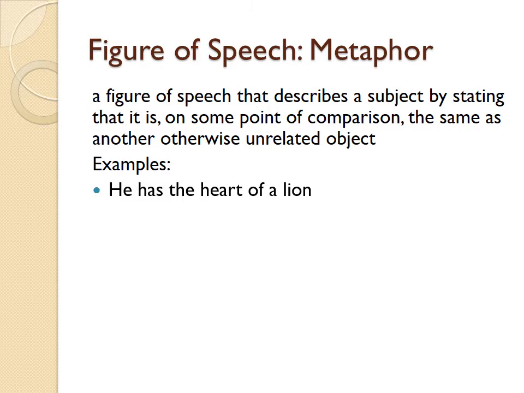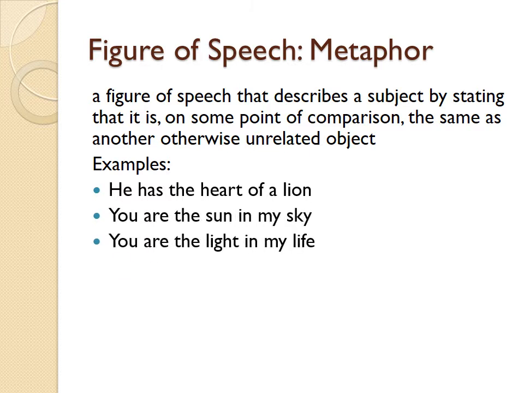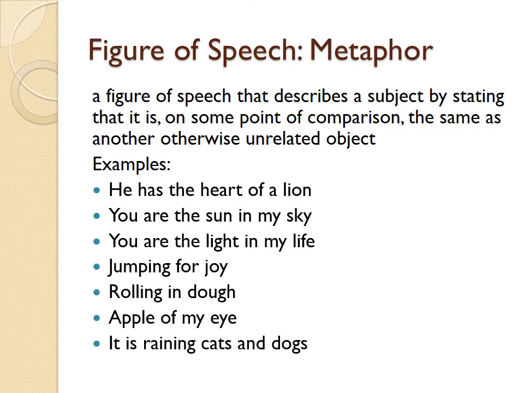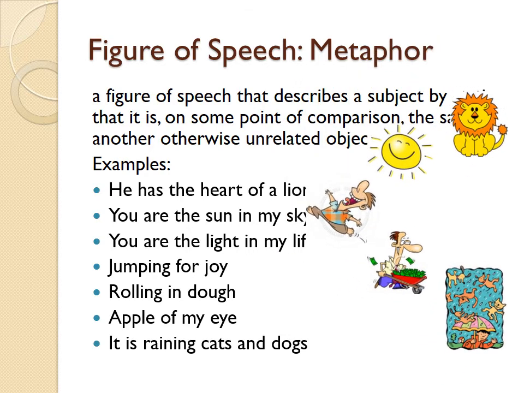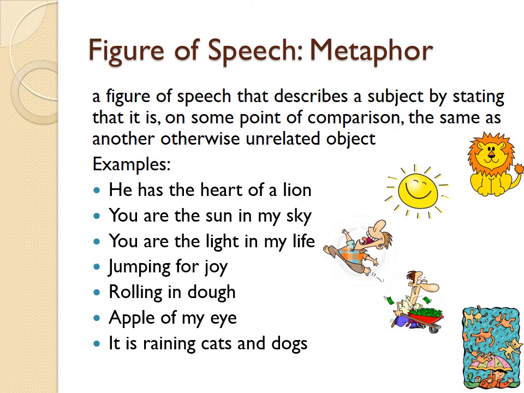So an example like he has a heart of a lion, you're the sun in my sky, you're the light in my life, jumping for joy, rolling in the dough, apple of my eye, it's raining cats and dogs. Watch out if it's raining cats and dogs, you don't want to step in a poodle. No, so just think about exactly how we're comparing two different things that are totally unrelated.